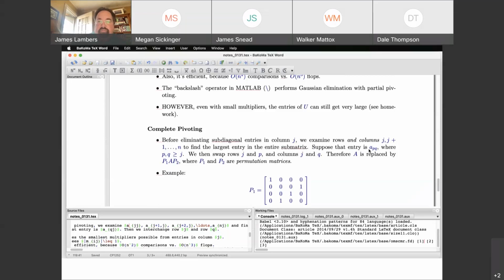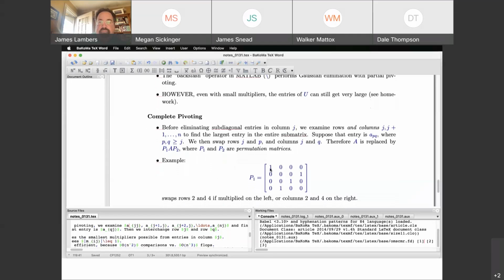So you find what entry that is, and let's suppose that you find it in row P and column Q. Both of these have to be at least J, because that's a portion of a matrix and you're searching it. So you swap rows J and P, like in partial pivoting, but also columns J and Q. You're swapping rows and columns. Another way of putting it is A gets replaced by this matrix, where you're multiplying on the left by a permutation matrix to swap rows, and on the right by a permutation matrix to swap columns.